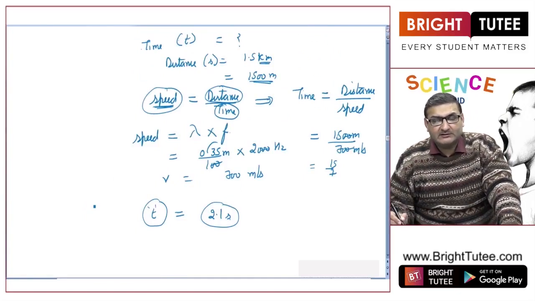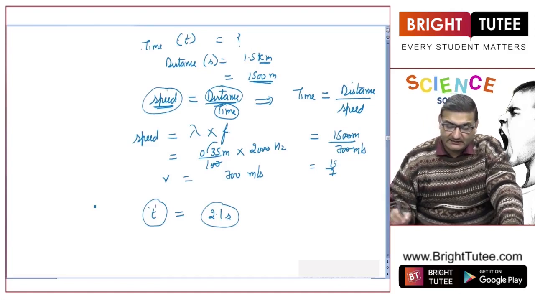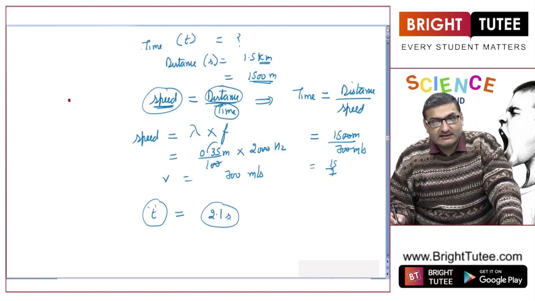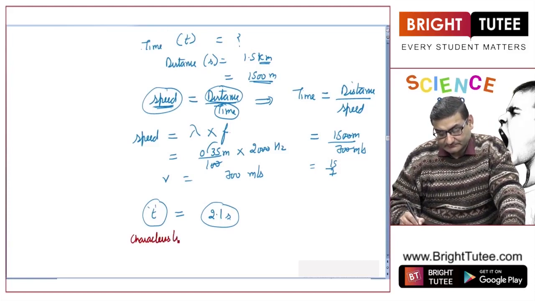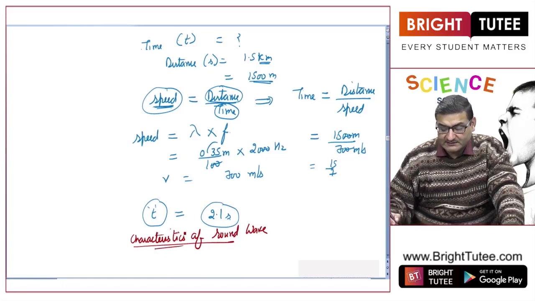Now when we are talking about sound waves, there are a few characteristics of sound waves that we need to relate. Now what are those characteristics of sound waves? We will see the various characteristics of a sound wave. There are three characteristics that we will be studying about.